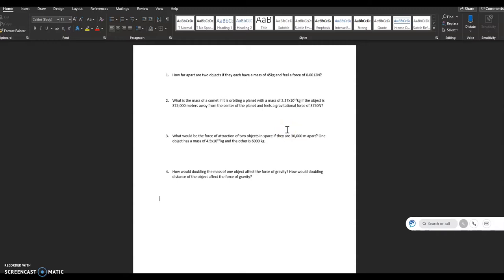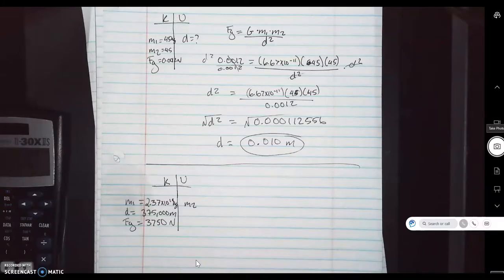What we know, that first number represents a planet, so we're going to call that M1, that is rather large, so 2.37 times 10 to the 19th kilograms. The next thing that we know is the distance is 375,000 meters away. And then the force of gravity is 3,750 newtons. So what we're looking for in this case is M2, the mass of the actual comet.